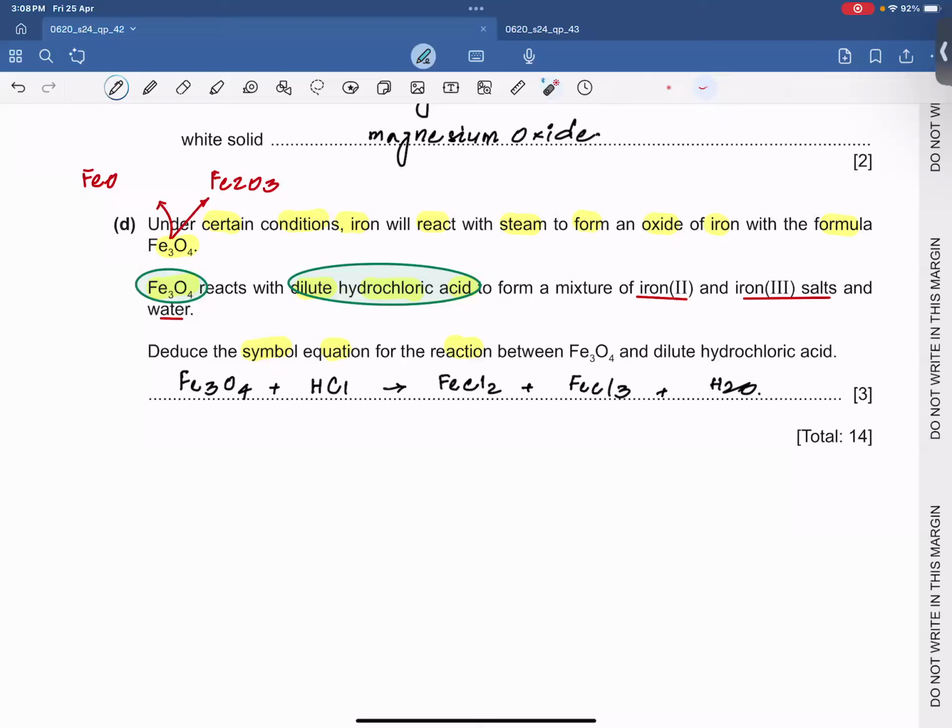So chloride reacts with iron 2 ions to convert into iron 2 chloride. When iron 3 ions react with chloride, iron 3 chloride is formed, and water. Let me balance the equation. How many oxygens do we have? 4. So put 4 here. How many hydrogen atoms here? 8. Put 8 here. How many chloride ions here? 8. Put 2 here. So 2 times 3, 6. 6 plus 2, 8. So chloride is balanced. How many iron here? 2. How many iron here? 1. 2 plus 1, 3.